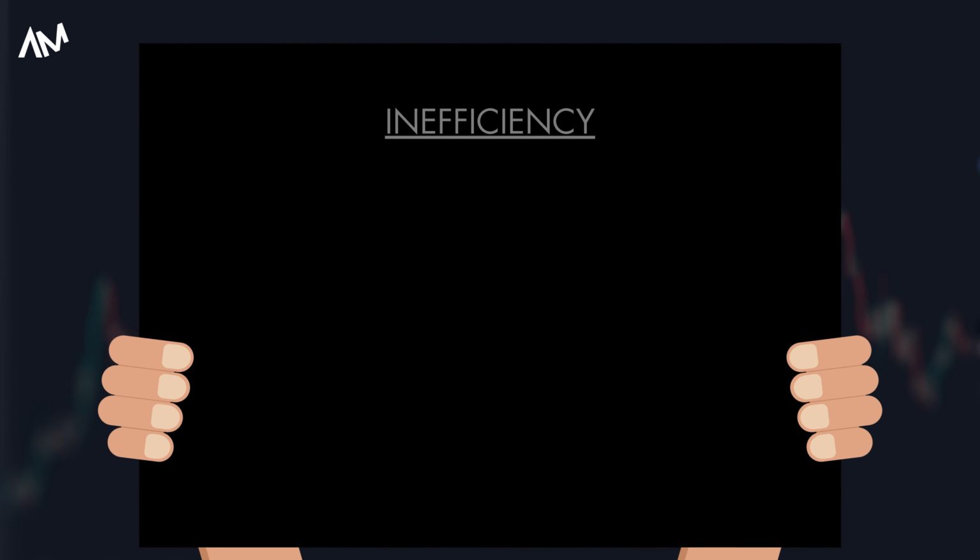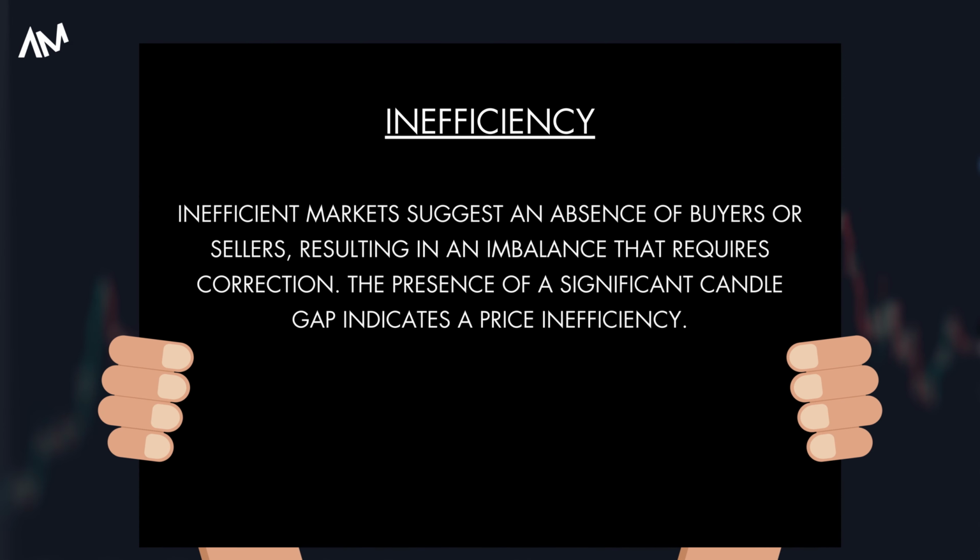Now we move on to the next principle, which is inefficiency. Inefficiency in trading refers to a situation where there is a lack of buyers or sellers in the market, leading to an imbalance that needs to be filled. This can be seen in price action as gaps or spaces between candles, which are called inefficiencies. Inefficiencies tend to be filled eventually as the market seeks equilibrium.